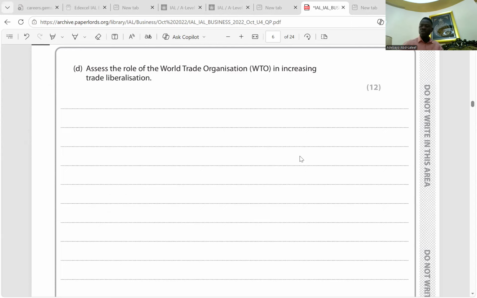However, the World Trade Organization is not as effective as it should be, as evidence shows that it has taken 20 years to get close to an agreement over fishing. 20 years. Why would you spend 20 years to reach agreement over fishing? That means the World Trade Organization might not be as effective as we think it is.